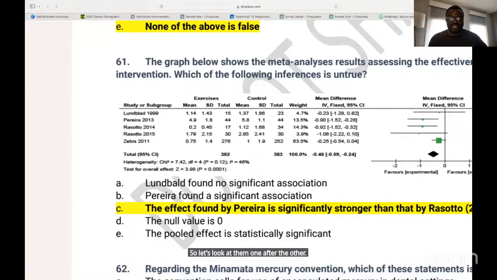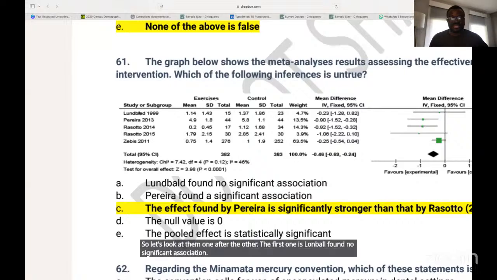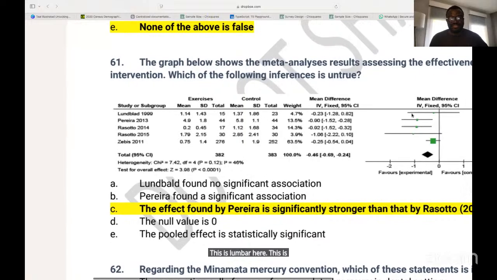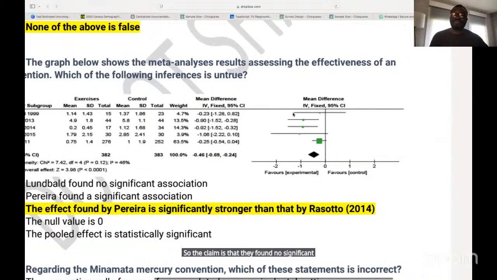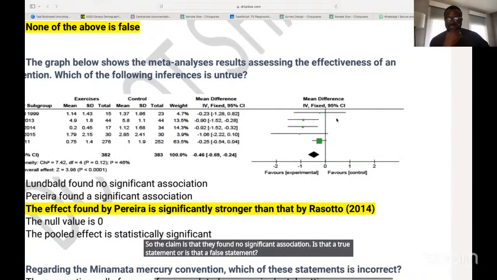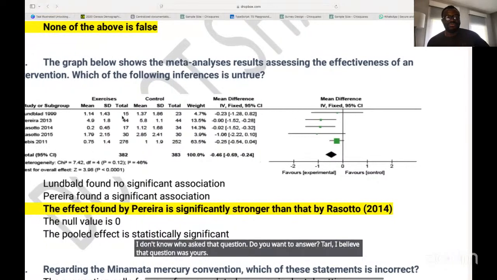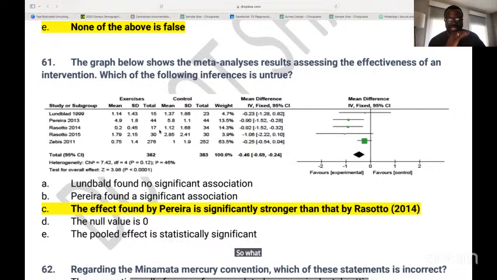The first one is Lombard found no significant association. This is Lombard here, this is their line. So the claim is that they found no significant association. Is that a true statement or is that a false statement? I don't know who asked that question. Do you want to answer? Taro, I believe that question was yours. So what do you think? We're going to take it step by step. Do you believe that statement is true?